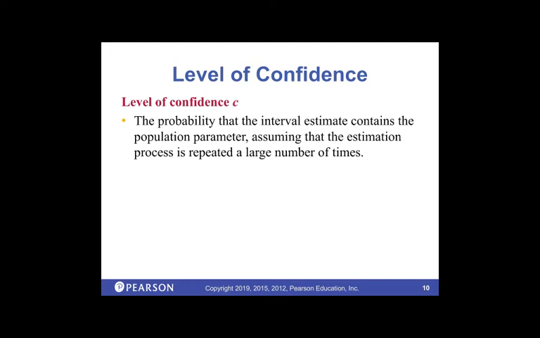Again, this is the likelihood that the interval estimate contains the population parameter, assuming the estimation process is repeated a large number of times. I think that may have been the thing that I didn't mention in the last slide, that this process has to be repeated a large number of times.